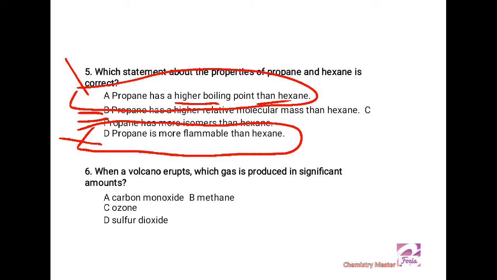Now number 6. When a volcano erupts, which gas is produced in a significant amount? That is a fact that whenever some volcanic activity happens or takes place, the gas which is released in bulk is a pollutant gas, none other than sulfur dioxide.